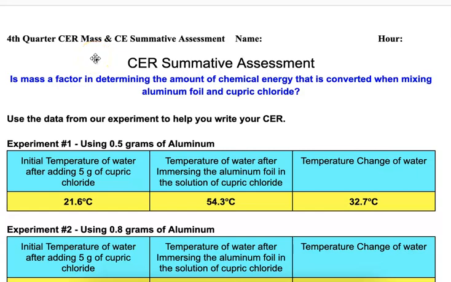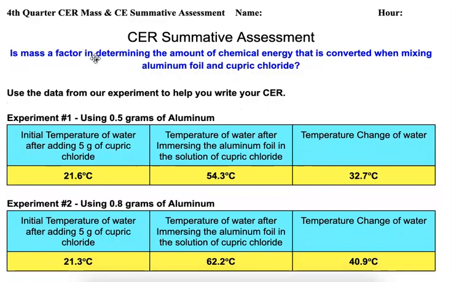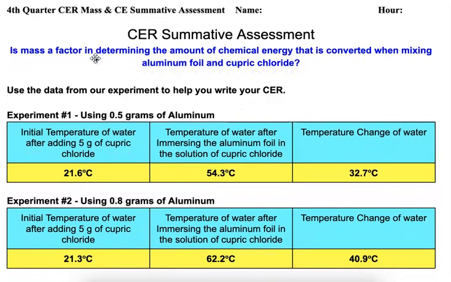This presentation is to help you write your fourth quarter CER summative assessment on mass and chemical energy. You only have to do this if you have not yet reached a grade of proficient in the first 3 quarters. Remember, when you write a CER, you want to make sure that you look over the material that's presented as well as the questions being asked.